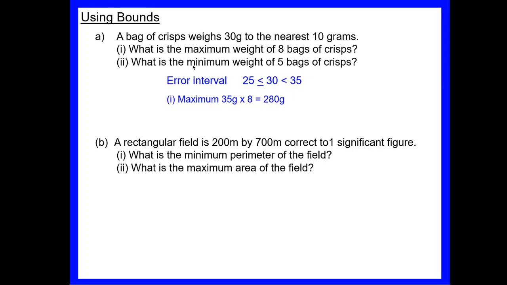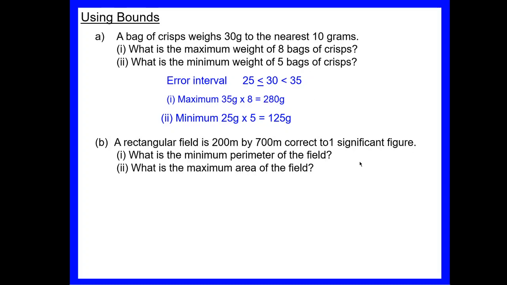For part B, we're asked the minimum weight of the 5 bags. This time we take the minimum value of 25 and multiply that by 5 packets of crisps. So the minimum weight of 5 packets would be 125 grams. With these questions, it's best to start with the whole error interval and then decide which of the two values you need to use.